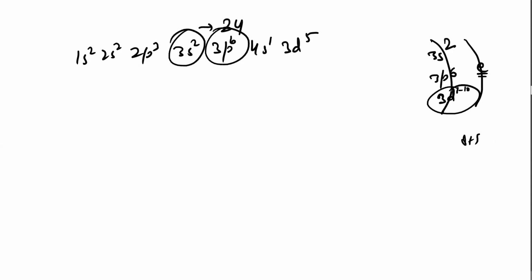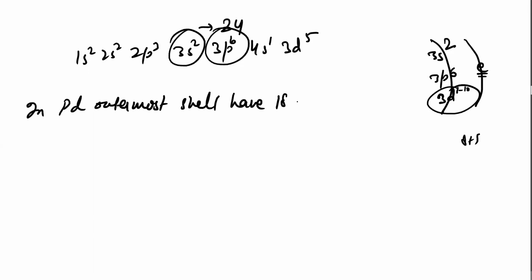But here is an exception: in palladium, the outermost shell's electrons is 18. That is an exception that we're going to have. So in Pd, the outermost shell has 18 electrons, because palladium has atomic number 46. Then krypton 36.